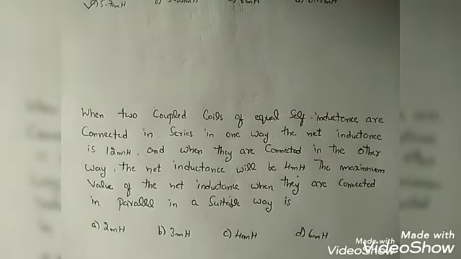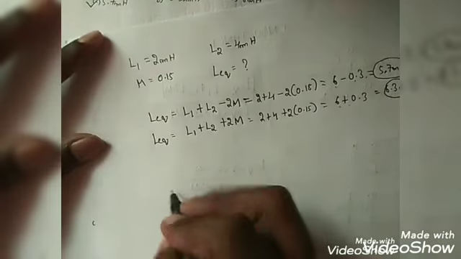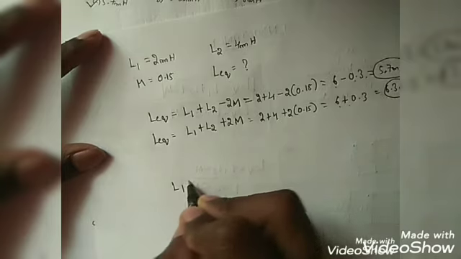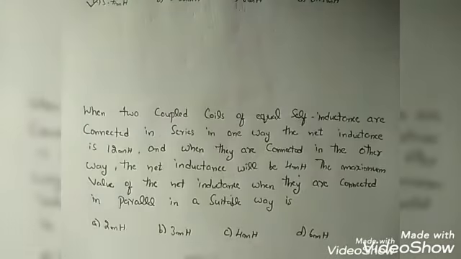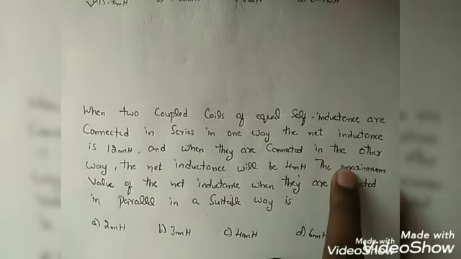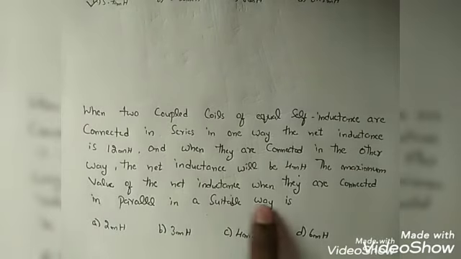Here they have given the data as two equal self-inductances, so the value of L1 is equal to the value of L2, which is equal to L. The individual values of both inductors are the same. What they are asking is the maximum value of the net inductance when they are connected in parallel.